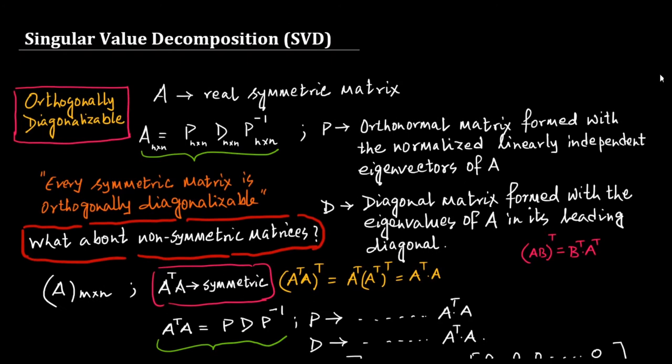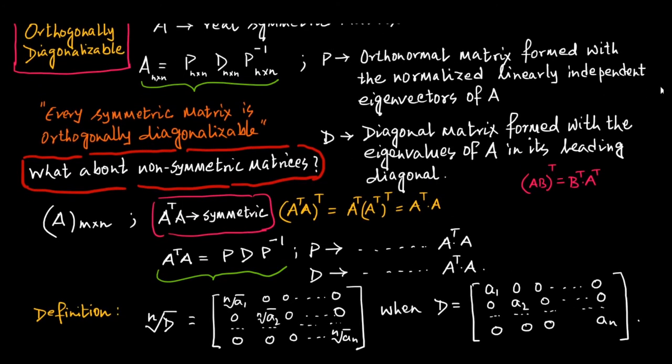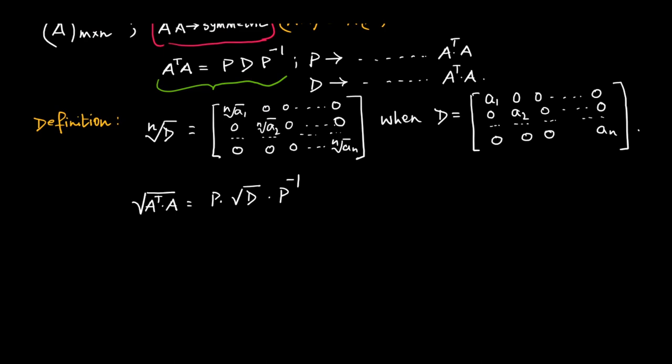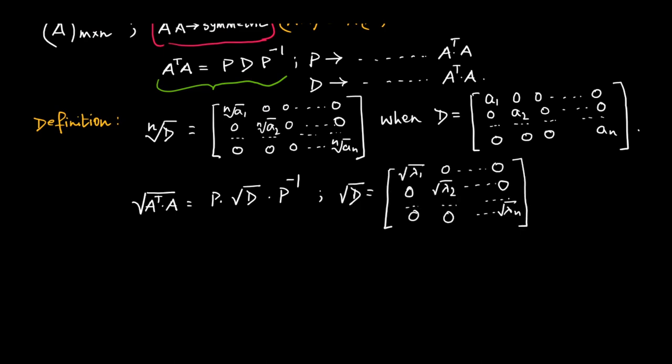Now, if we just look above, what is my D in this representation? My D is a diagonal matrix whose leading diagonal elements are the eigenvalues of the matrix A transpose A. So keeping that in mind, square root of D can be written as this, where lambda 1, lambda 2, etc., lambda n are the eigenvalues of A transpose A. Now, although it might sound weird that we are talking about square root of a matrix, if you think, you will find that this is really meaningful.